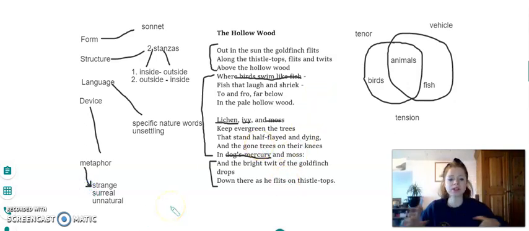So we can see how the poem begins to take shape. Now, next time we can talk about how we're going to use form, structure, language and device to begin to structure an argument and an essay about this poem.